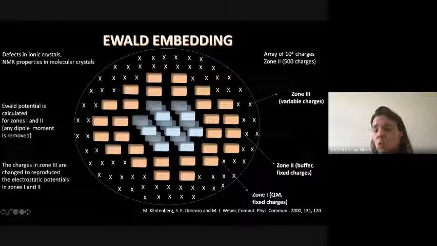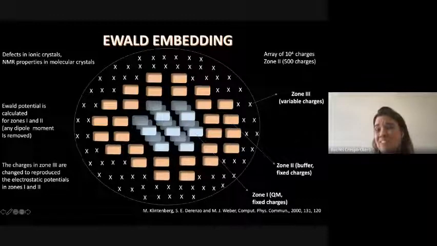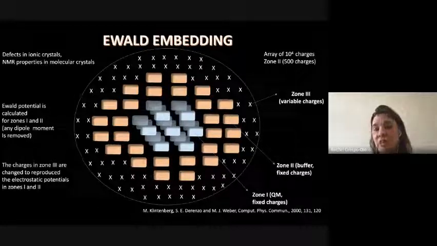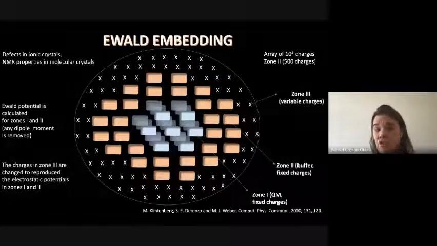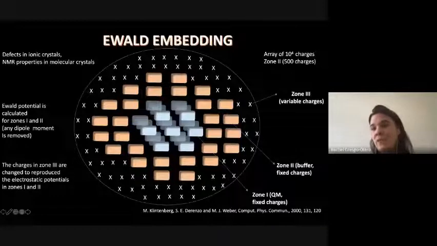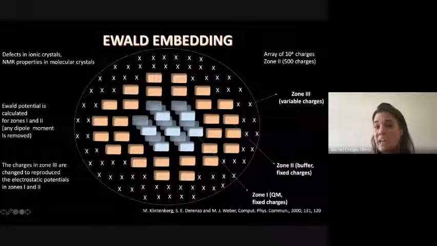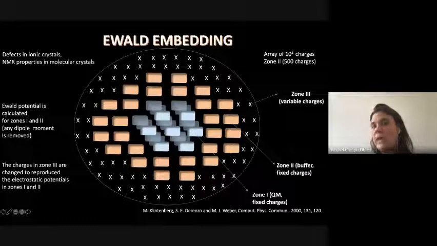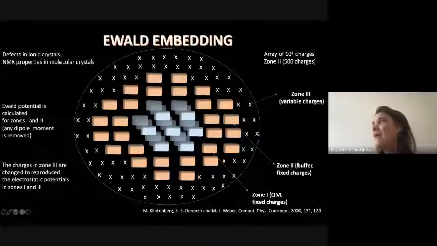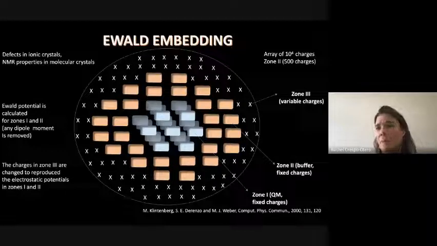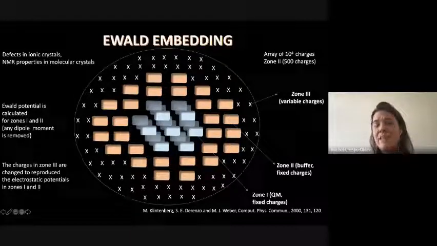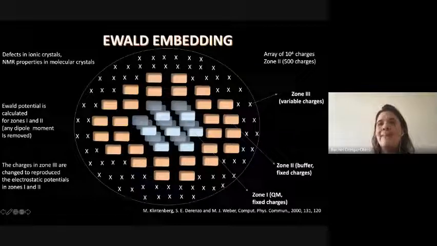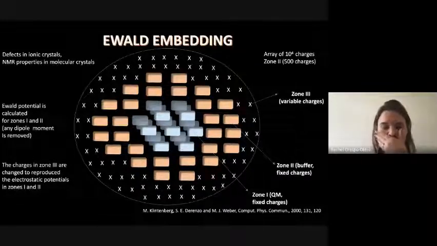And around this region, we select another region with fixed charges. We use the charges for that region that are obtained from quantum chemical calculations. We don't change these charges. While for the third region, we let the charges change to reproduce the electrostatic potential of the whole crystal. In that way, if we properly select the number of charges that you use in the calculation, you are able to modify the charges of this region so that they provide a description of the whole periodic system.